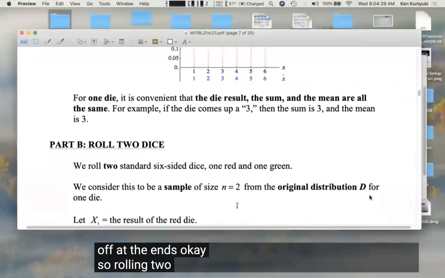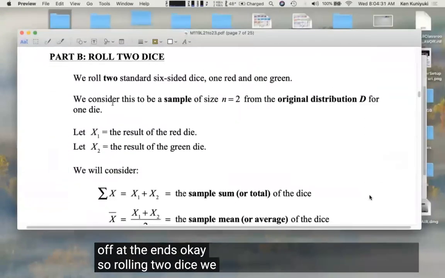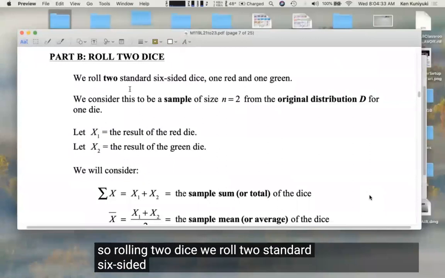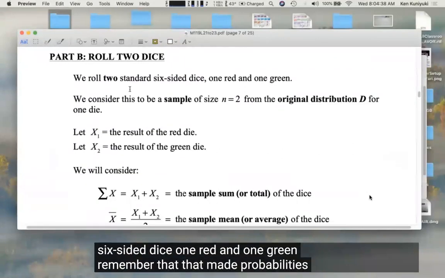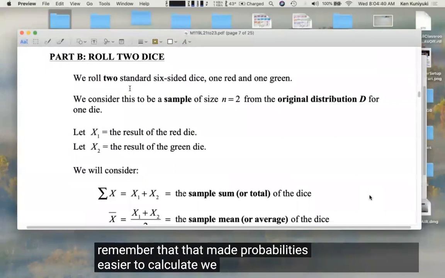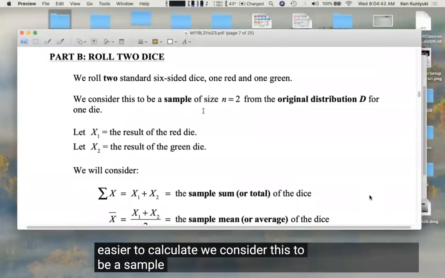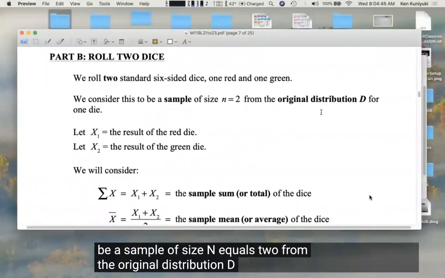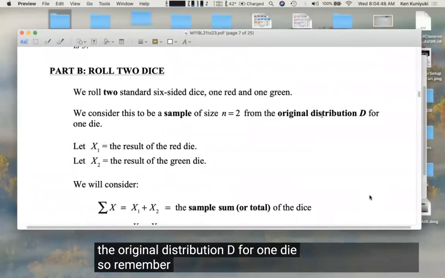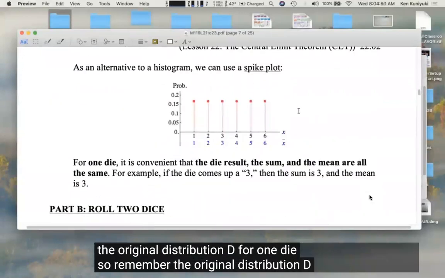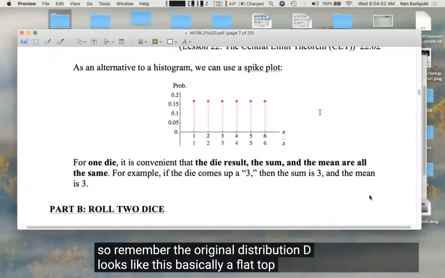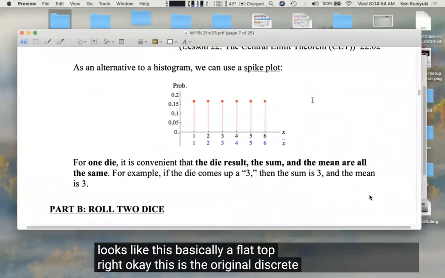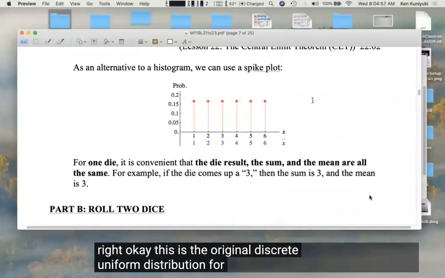Okay, so rolling 2 dice. We roll 2 standard 6-sided dice, 1 red and 1 green. Remember that made probabilities easier to calculate. We consider this to be a sample of size n equals 2 from the original distribution D for 1 die. So remember, the original distribution D looks like this, basically a flat top, right? This is the original discrete uniform distribution for rolling 1 die.